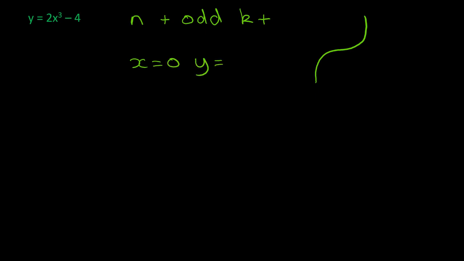So here's our next one. If we look at this, we can see that n this time is positive, but it's odd, and our k is positive. So what do we know about that? We know that the shape of it is going to be something like this. Now we need to find out where it crosses the axes. So when x equals 0, y equals minus 4. When y equals 0, we're going to have x cubed equals 2. So that would give us x equals the cube root of 2.